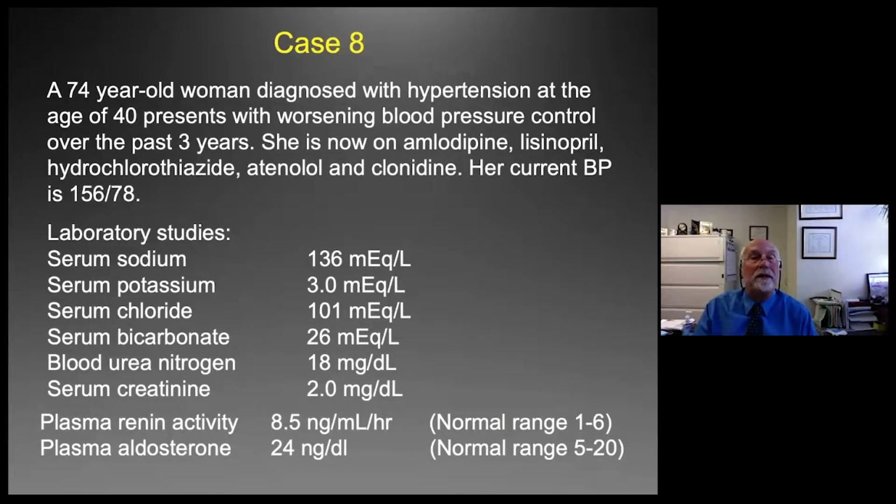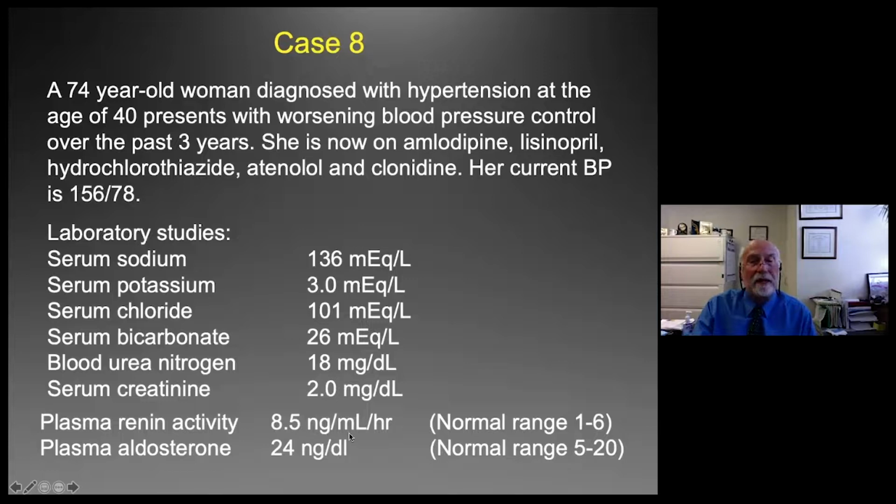A 74-year-old woman with hypertension since the age of 40 has worsening blood pressure over the past few years. She's now on amlodipine, lisinopril, hydrochlorothiazide, atenolol, and clonidine. And her blood pressure is 156/78. Her sodium is normal. She's hypokalemic. She has a little bit of an alkalosis, moderate renal insufficiency with a creatinine of 2. And she has a renin of 8.5 and an aldo of 24, with a normal range of 1 to 6 and 5 to 20, respectively.